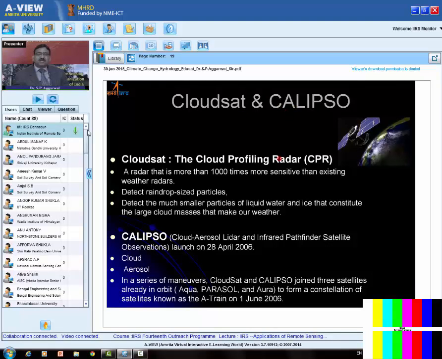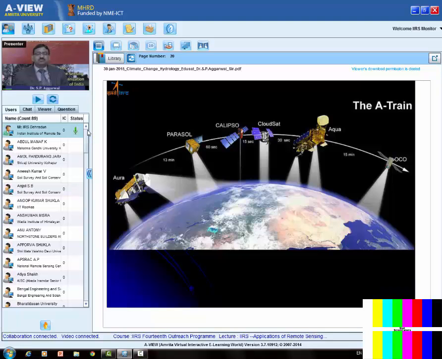Then there are some more satellites like CloudSat and Calypso. CloudSat has a cloud profiling radar, a radar that is more than 1000 times more sensitive than existing ones. It can detect raindrop size particles, and detect the much smaller particles of liquid water and ice that constitute large cloud masses that make our weather. Calypso stands for Cloud Aerosol Lidar and Infrared Pathfinder Satellite Observation. Launched in 2006, it measured not only clouds but aerosols.